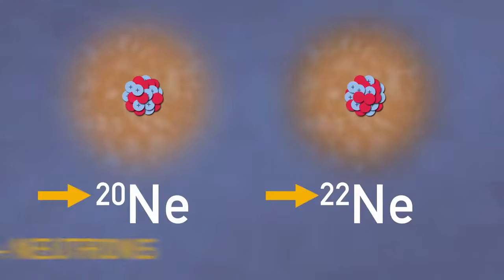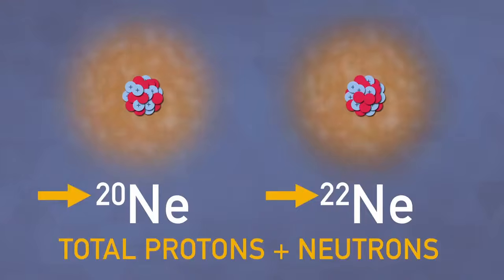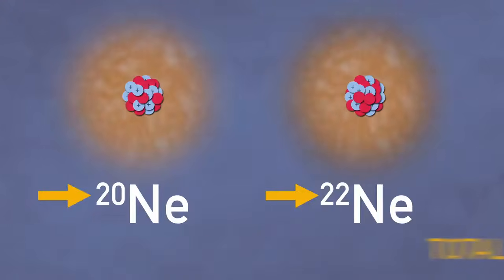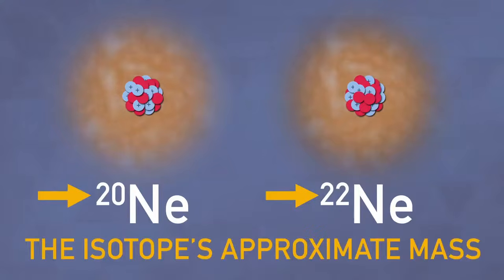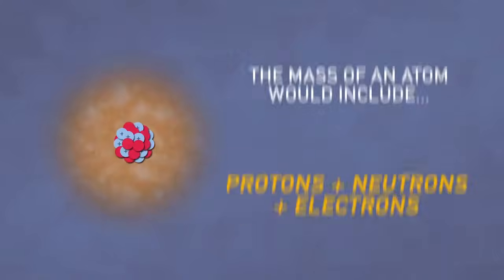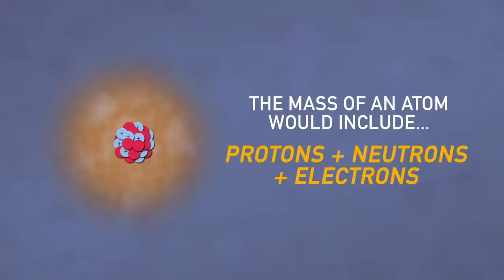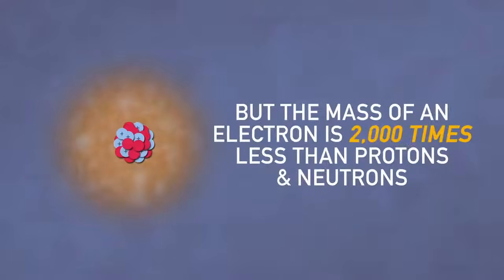These are the isotopes of neon that Thomson and Aston saw. The numbers you see here tell you the total number of protons plus neutrons in each atom, and they also tell you the isotope's approximate mass. Technically, the mass of an atom would include protons, neutrons, and electrons, but since the mass of an electron is almost 2,000 times less than that of protons and neutrons, we can basically ignore them.